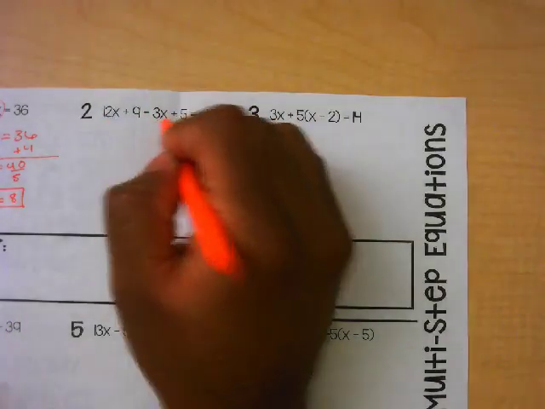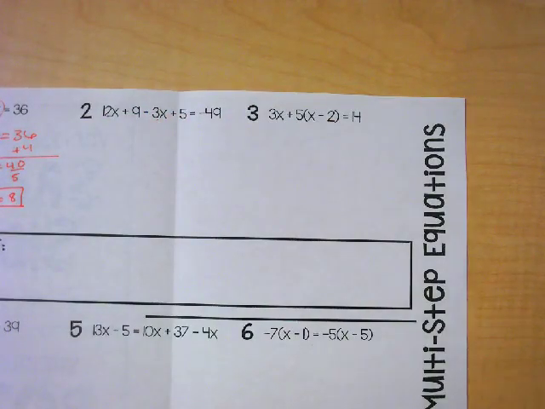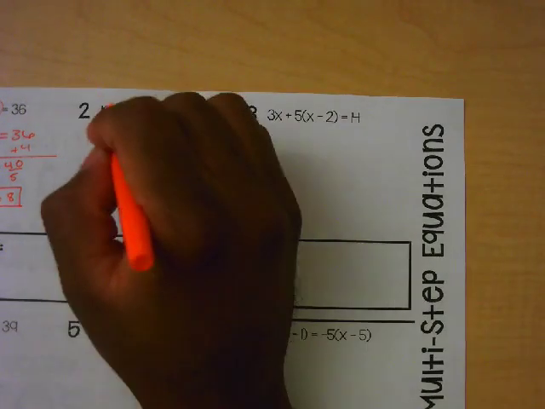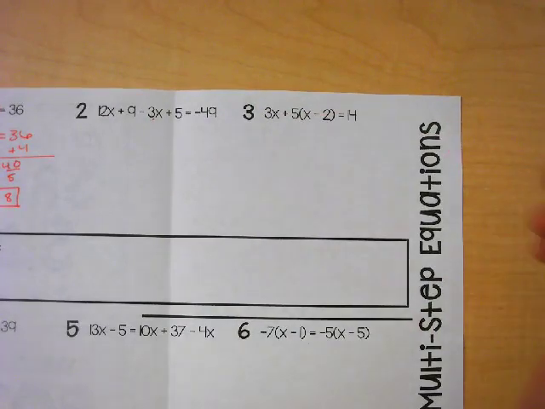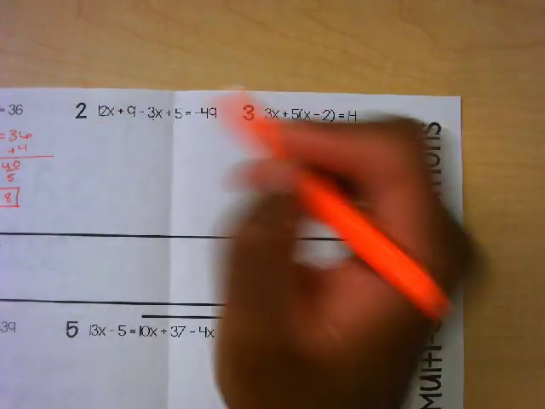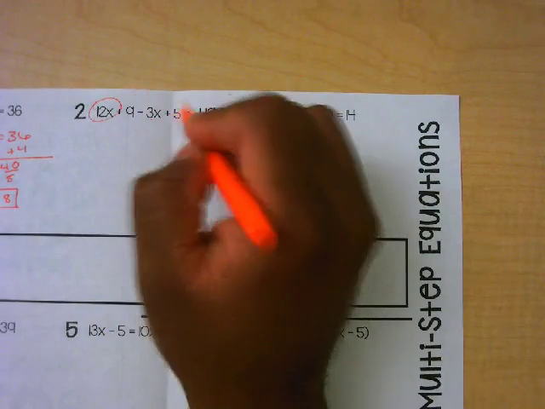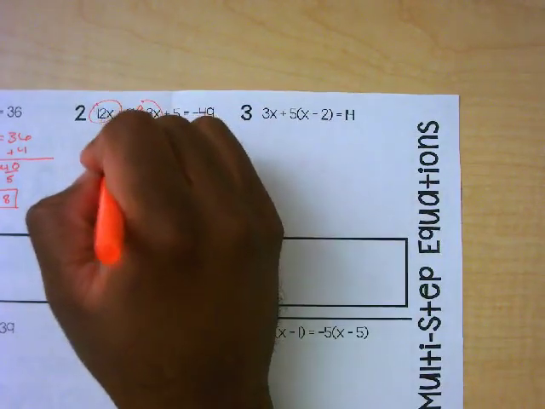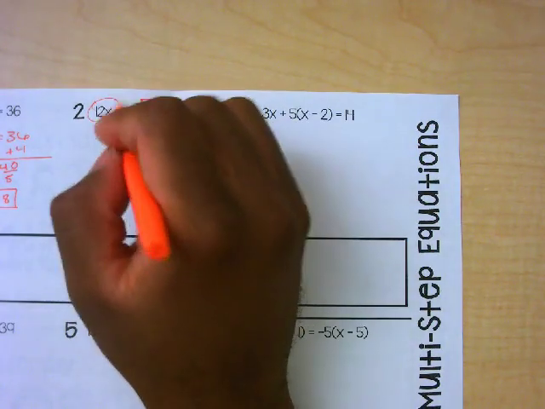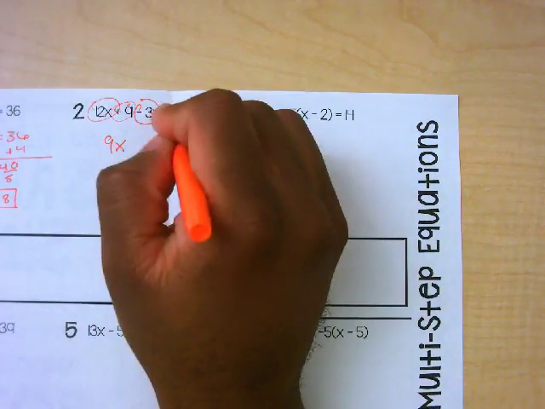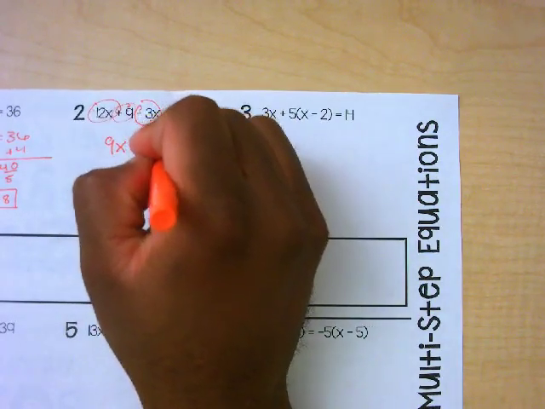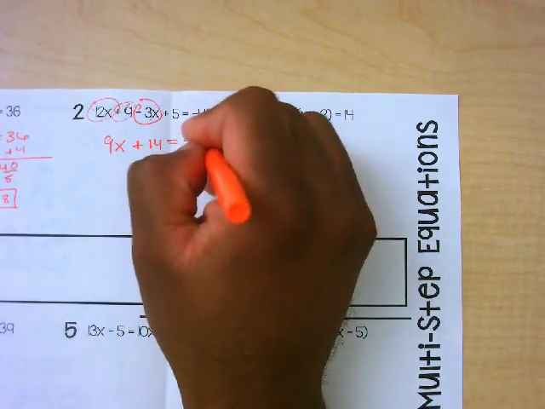So for instance, here we have 12x and negative 3x. And mostly you've been getting just 1x, but anytime they give you two variables or two like terms on the same side, we just combine them. So 12x and negative 3x is 9x. And then the plus 9 and the plus 5, that's positive 9, positive 5. So plus 14 is equal to a negative 49.